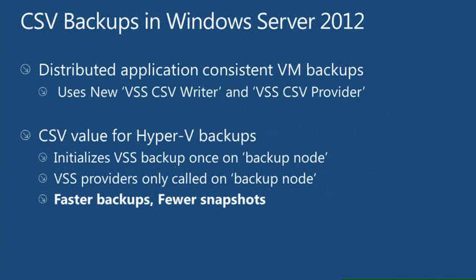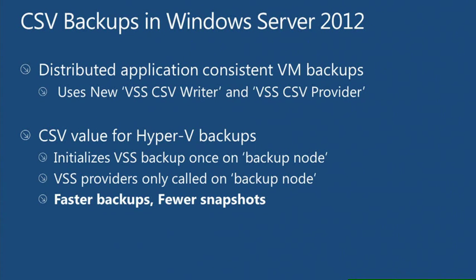Okay, so SnapManager for Hyper-V uses this new VSS CSV writer and VSS CSV provider. Now, why is that important? Because if you had a Windows 2008 cluster and you had 16 nodes, you're doing things one at a time. So we back up this node, we go to the next node, we map the CSV, we back up this node, we go to the next node, we map the CSV. And while we're doing this, we're in redirect mode until all the backup's done and then we come back out.